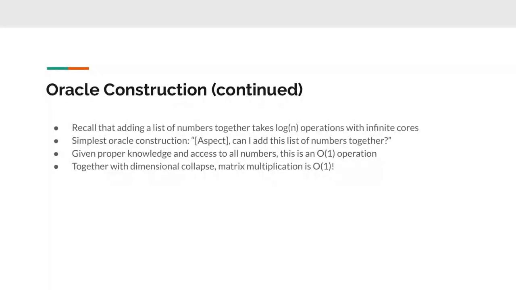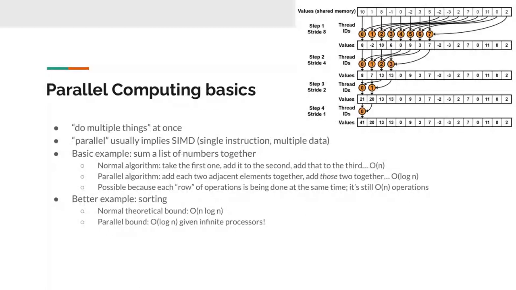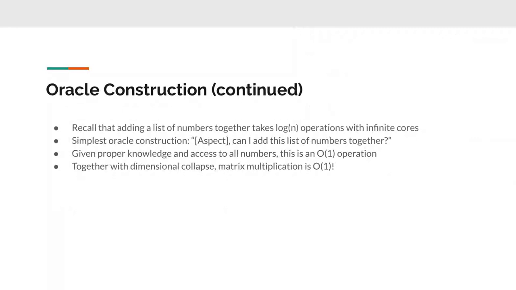Recall that adding a list of numbers together takes log n operations with infinite cores. We can see this on slide 12. The simplest Oracle construction is, oh, mind, light, doom, whatever: can I add this list of numbers together? And if your aspect isn't a cheeky bastard and says yes or no, it will give you the answer. So given proper knowledge and access to all numbers, this is an O(1) operation. That means you can do it in constant time, which is just asking a question. Together with dimensional collapse, if you know how to multiply numbers instantly and add numbers instantly, you can multiply two matrices together in a single step, which is crazy.